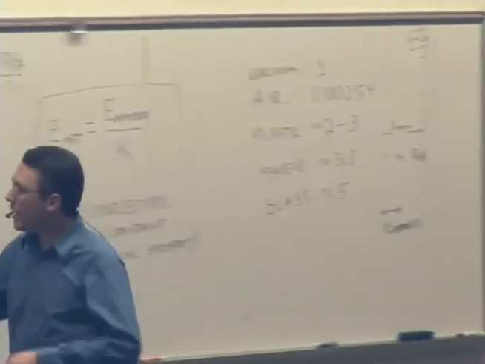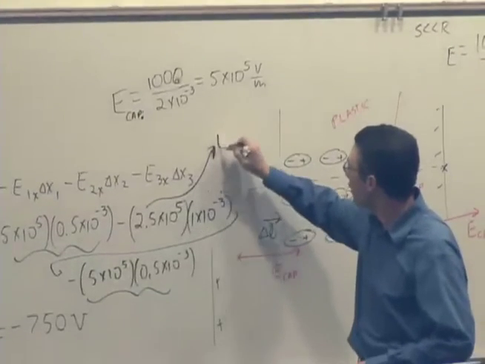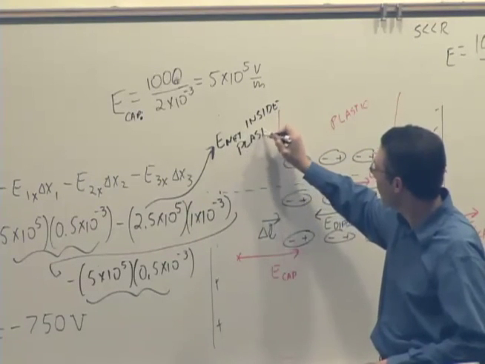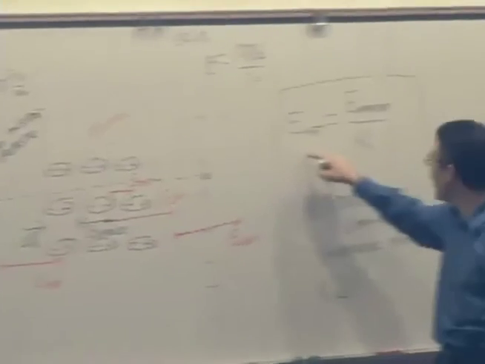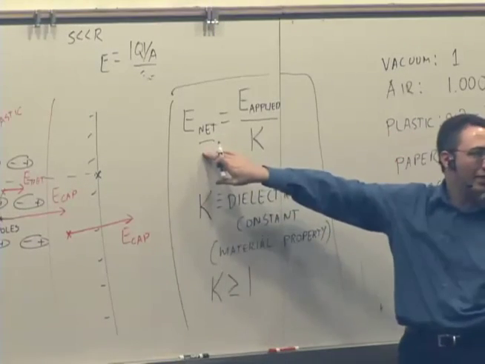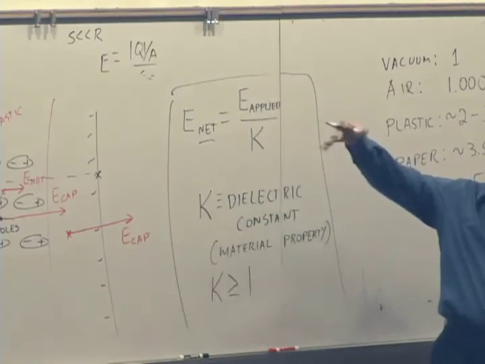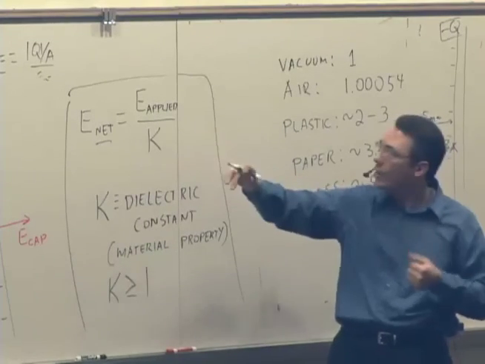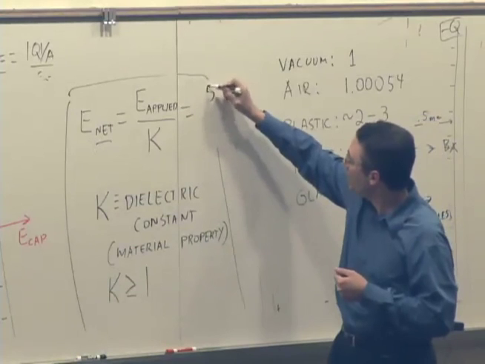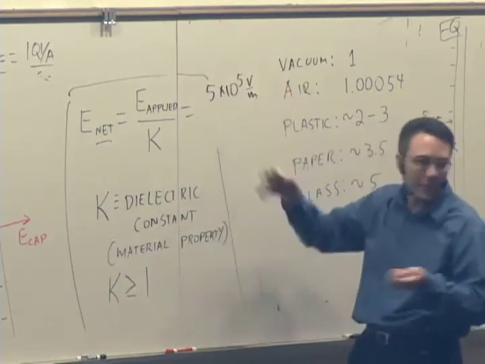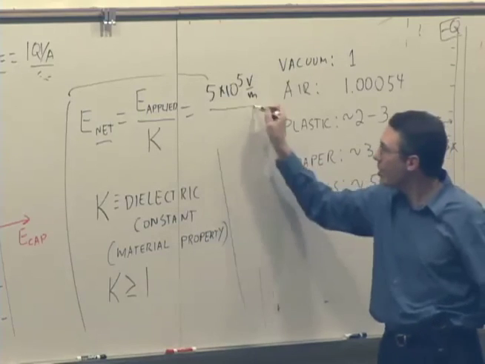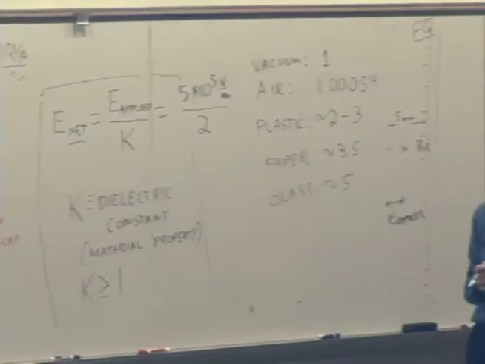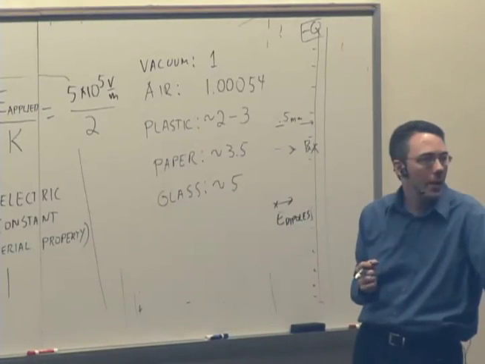I said that this electric field is the net electric field inside the plastic, right? The dielectric relationship says that the net electric field inside your plastic is going to be the applied electric field, meaning the field that causes the polarization in the first place. In this case, that's the field due to the capacitor. So it's 5 times 10 to the fifth, the same electric field that we had before, divided by the dielectric constant, which is 2. So the overall net electric field turns out to be 2.5 times 10 to the fifth. Other questions here?